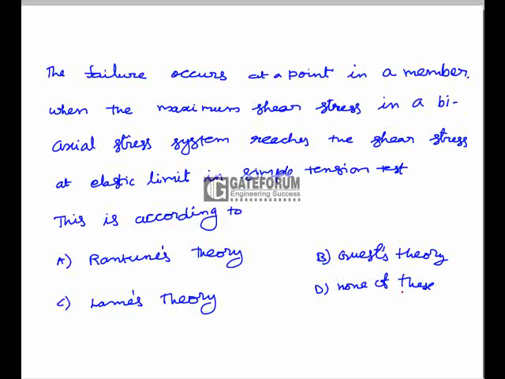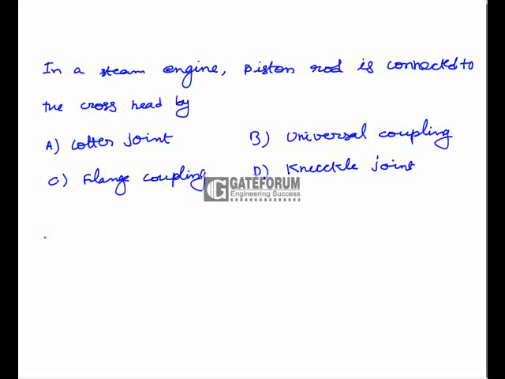The failure occurs at a point in a member when the maximum shear stress in a biaxial stress system reaches the shear stress at elastic limit in simple tension test. According to this, the limiting stress is shear stress, so we have to apply the maximum shear stress theory. In theories of failure, the maximum shear stress theory is called Guest's theory, so the right answer is B.